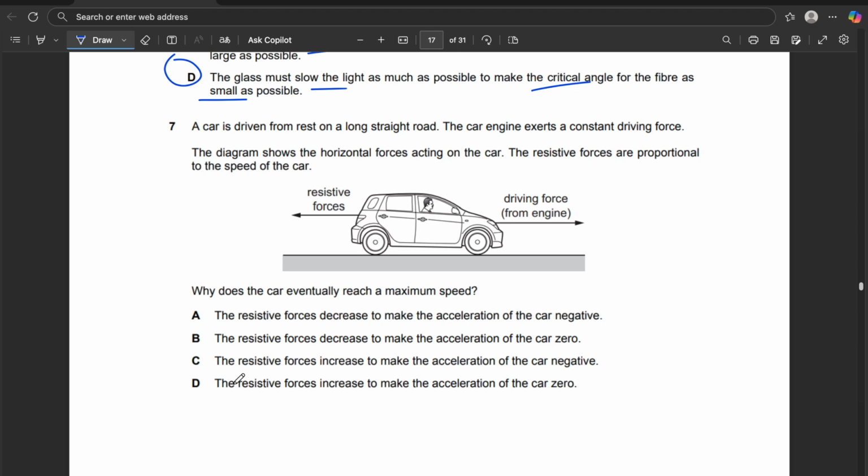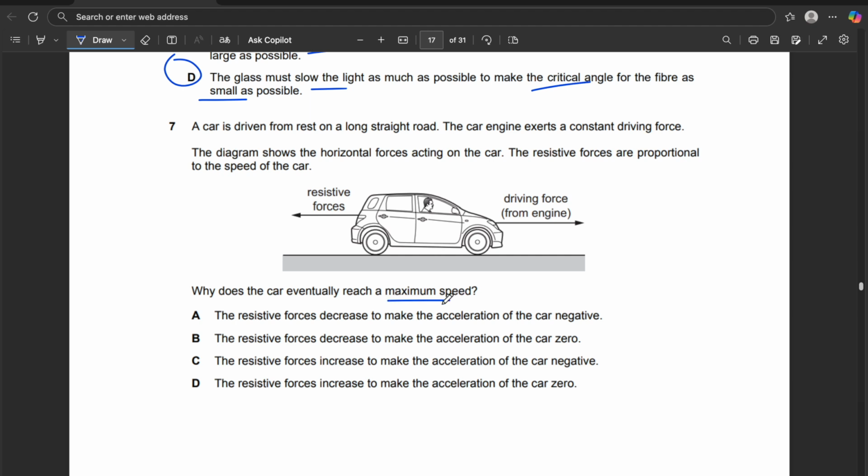A car is driven from rest on a long straight road. The car engine exerts a constant driving force. The diagram shows the horizontal forces acting on the car. The resistive forces are proportional to the speed of the car. Why does the car eventually reach a maximum speed?